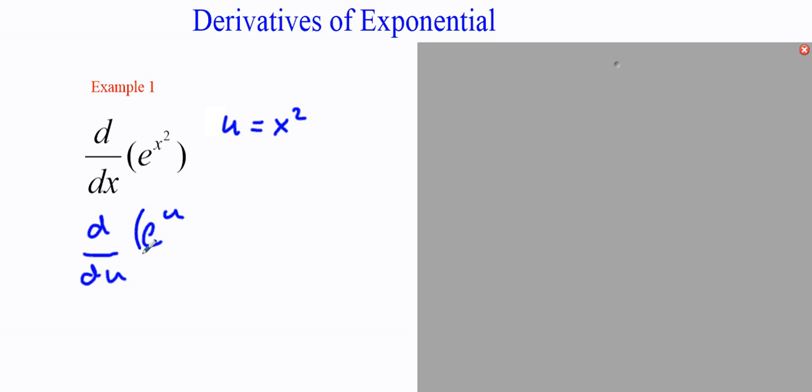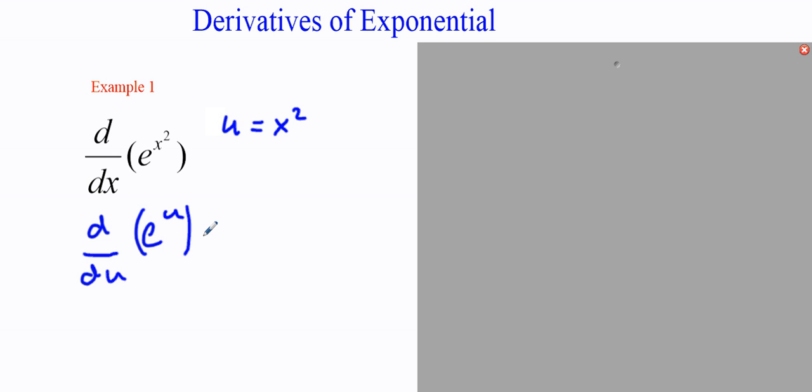And I'm writing this out. Normally I wouldn't do this. However, I'm just going to try to use the chain rule. This might be a method that you've used in the past where you replace the composite function, the one that's inside the other one, with u. All right, so we're going to take this derivative.